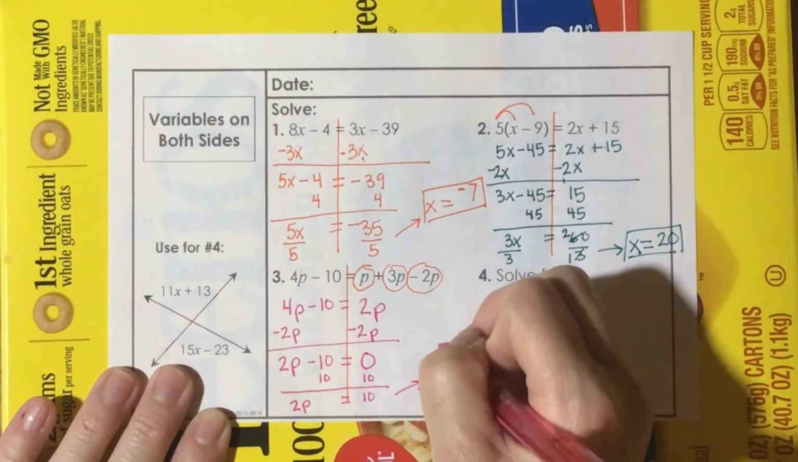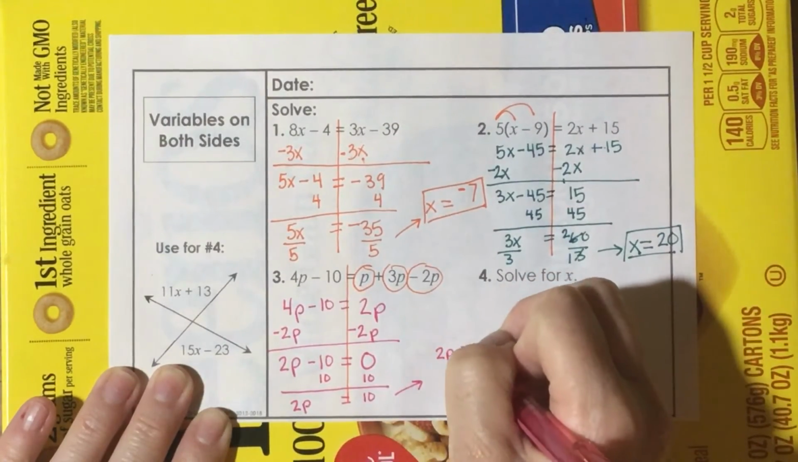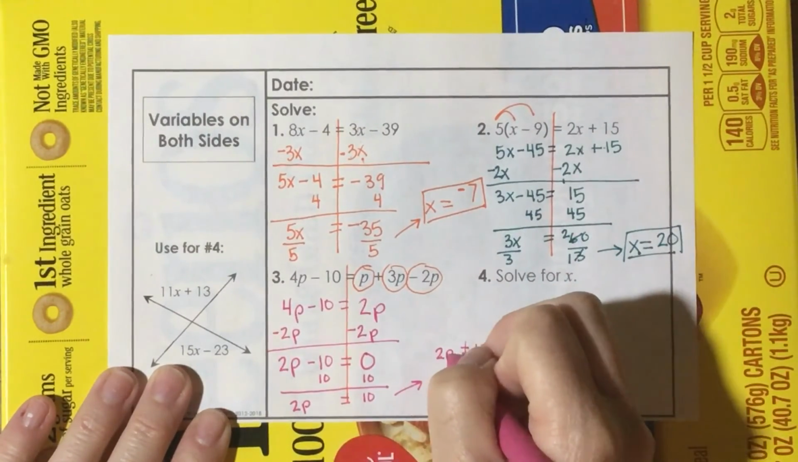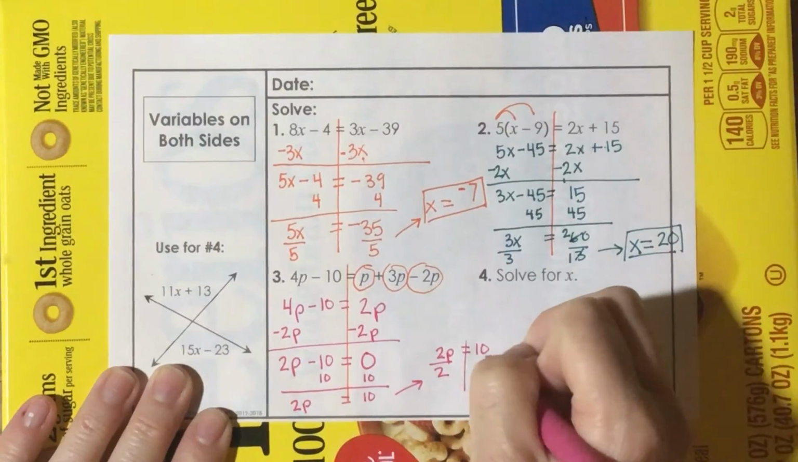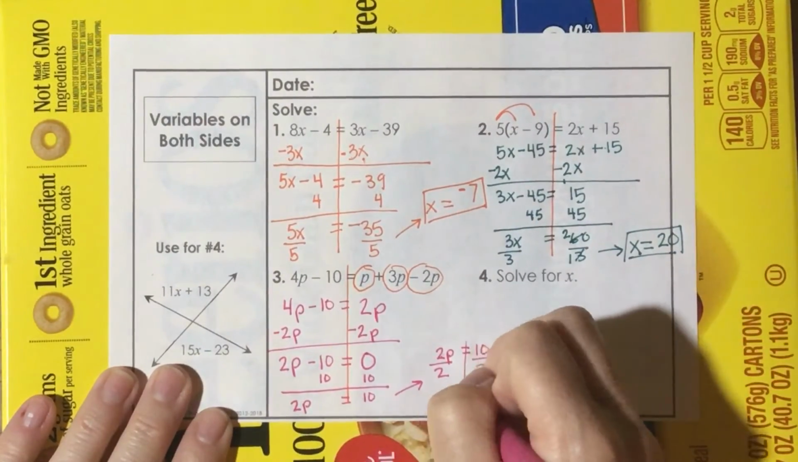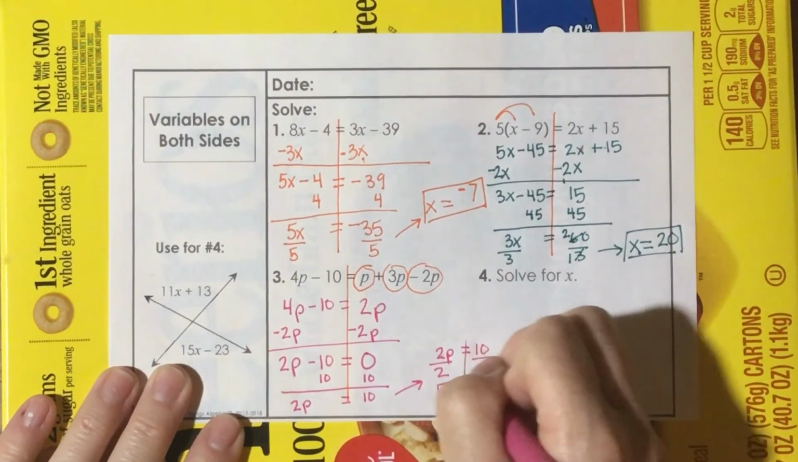I'm going to rewrite that over here since I have run out of paper. All right. So the opposite of multiplying p by 2 would be dividing by 2. So 2 divided by 2 leaves us with 1p, and 10 divided by 2 is 5.